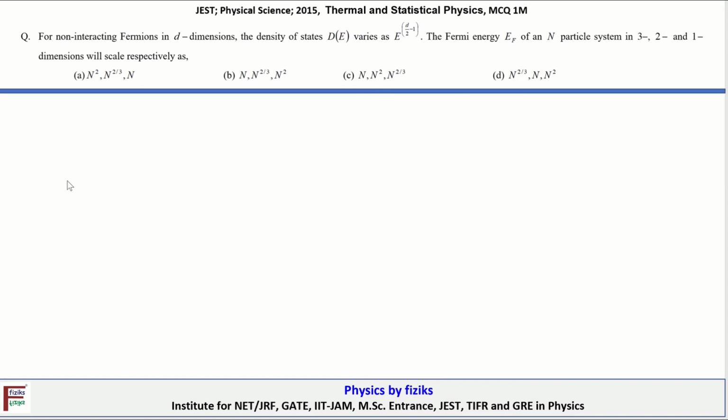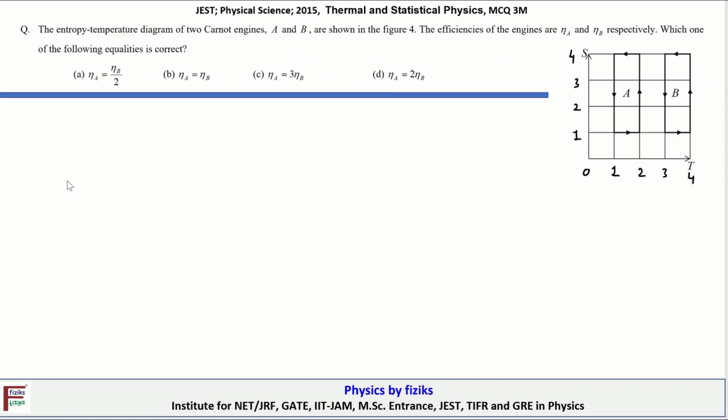So let's continue with the next problem also. The statement is: the entropy temperature diagram of two Carnot engines A and B are shown in this figure here. The efficiencies of the engines are eta A and eta B respectively. Which one of the following equalities is correct? So here we are given the temperature entropy diagram for two different engines A and B. So please pay attention to the axes which are given to us.